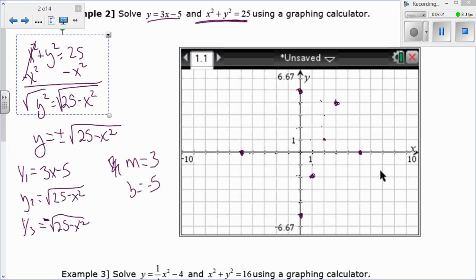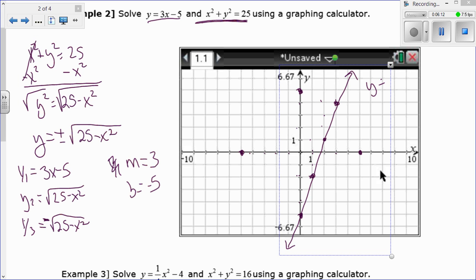So, doing the best I can without a ruler, my line is going to look something like that. And this is y equals 3x minus 5. And then we have to draw the circle.